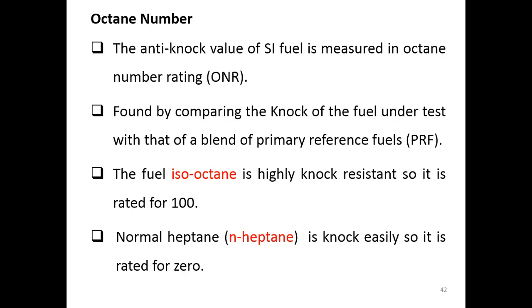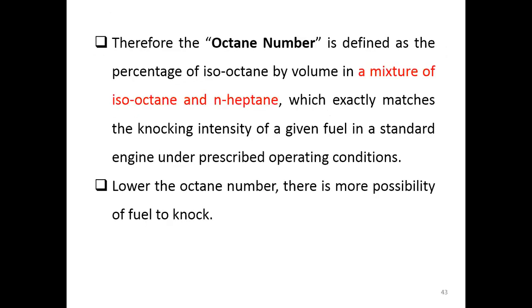In between these two numbers, it is the mixture of these two primary reference fuels, depending on the proportions of these two fuels. So that is where the octane number comes from. The octane number is defined as the percentage of isooctane, which has octane number 100, by volume in a mixture of isooctane and N-heptane.